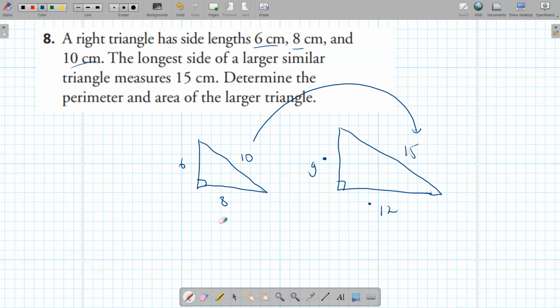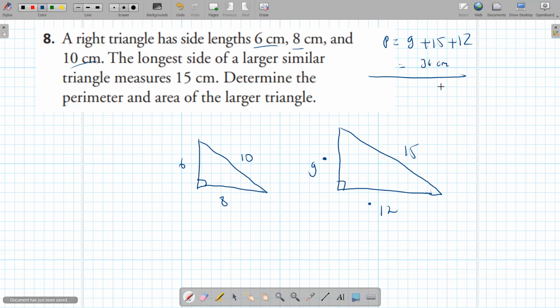What's the formula for the perimeter? You just add all the sides. Right, so it's going to be 9 plus 15 plus 12. That'll be 24 plus 12, that'll be 36. What's the formula for the area of a triangle? Base times height over 2. Right, so base is 12, height is 9, divided by 2. That is going to be 54.